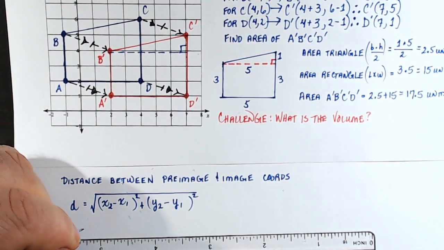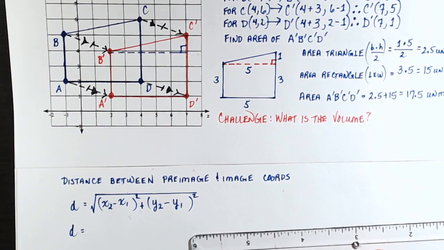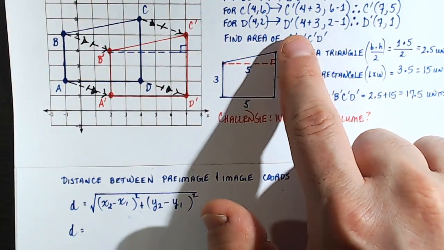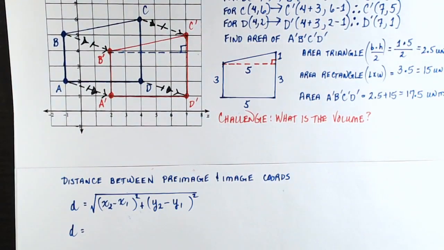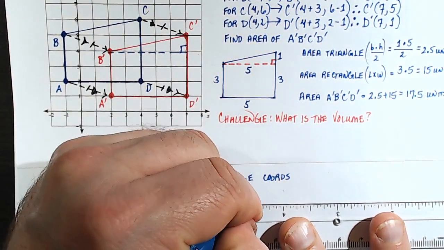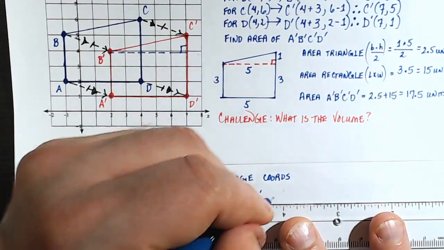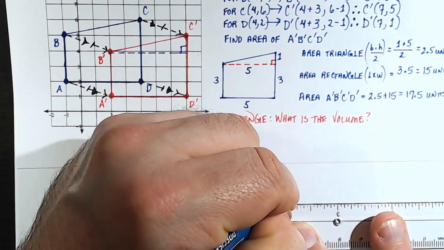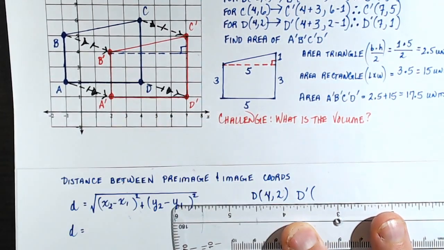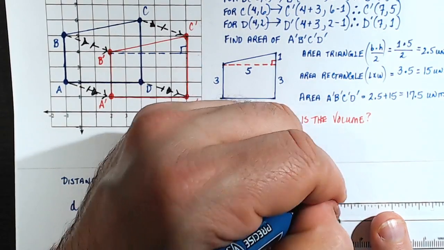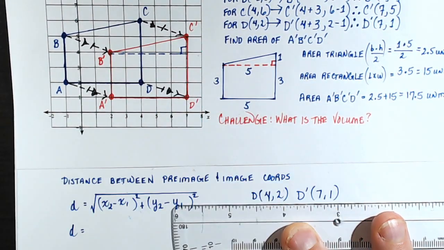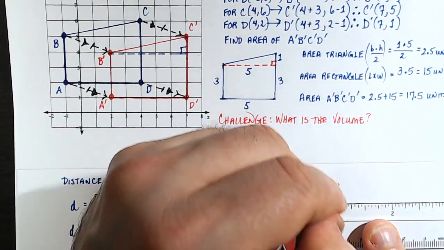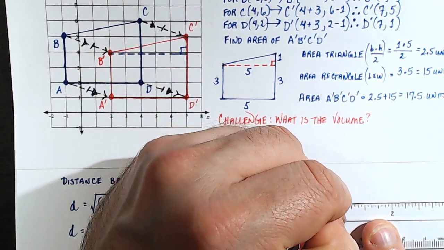So let's fill it in. All right, we need two coordinates. We've got coordinates here for d and d prime. Let's use those, because it doesn't matter which coordinates you use. D is located at 4, 2, and d prime is located at 7, 1. So this would be x1, y1, x2, y2.